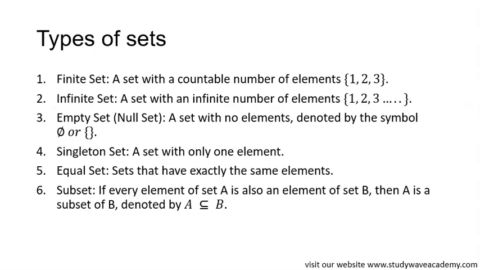Then we have the empty set, a set with no elements, denoted by this symbol or this, okay? When a set has nothing in it, when there's nothing inside the curly braces, this is an empty set. It can be seen as this or this. Do you understand?